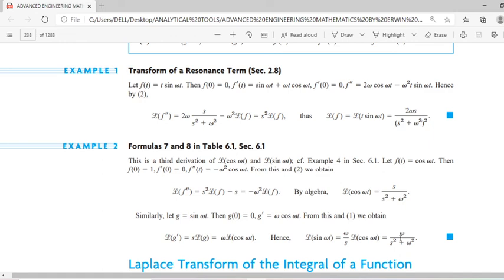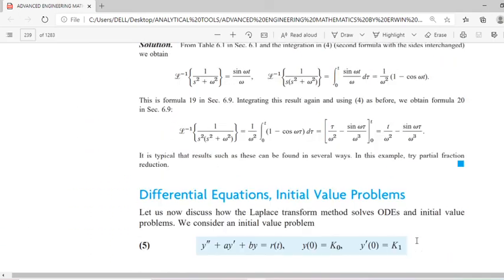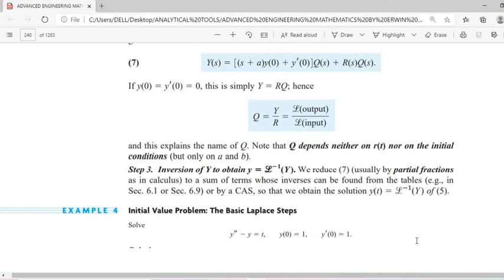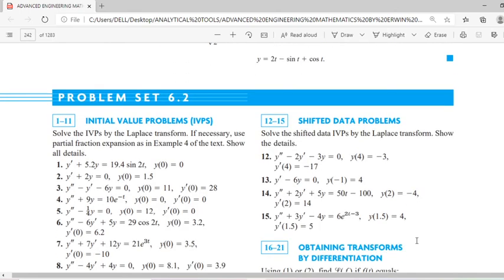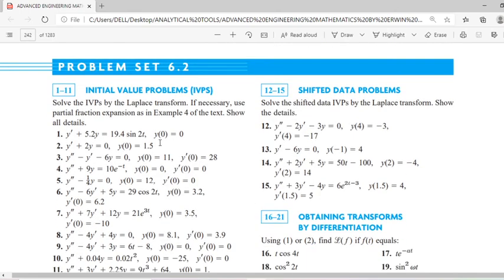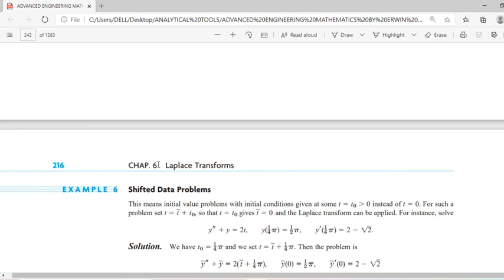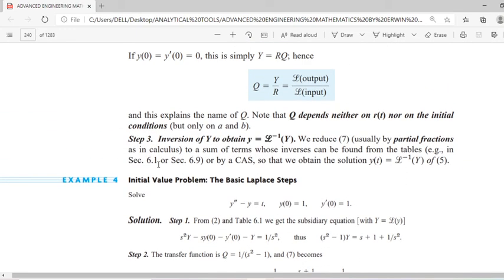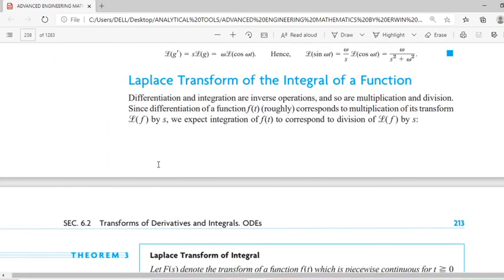I think you could understand these two problems, and we can understand these two theorems, and moreover you can do the problems in the exercise that we have discussed in this section today. There are some initial value problems, so that we will discuss in the next class. After discussing some problems in initial value problems, we will consider the exercise part. Okay, so that will be discussed in the next class.